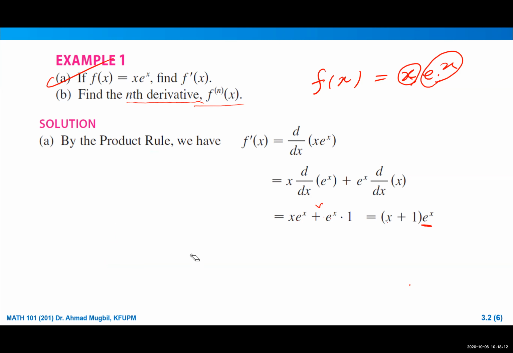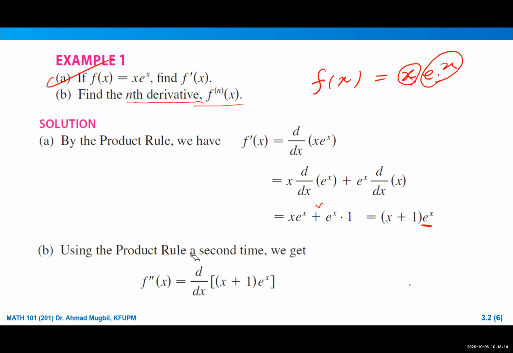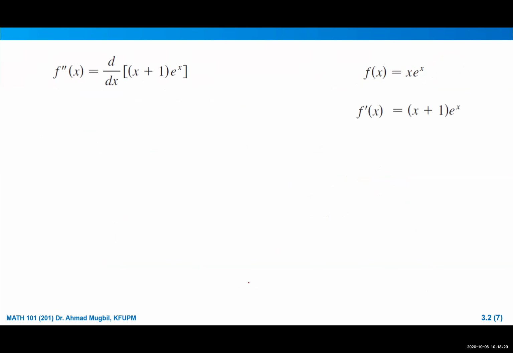So find the second derivative. The second derivative, what will it be, Shabab? The second derivative will be the derivative of the first derivative. So you will differentiate this again to have the second derivative. And what you will do, you will apply the product rule again. So it will be the first one times the derivative of the second plus the second times the derivative of the first. And according to that, what will it be?